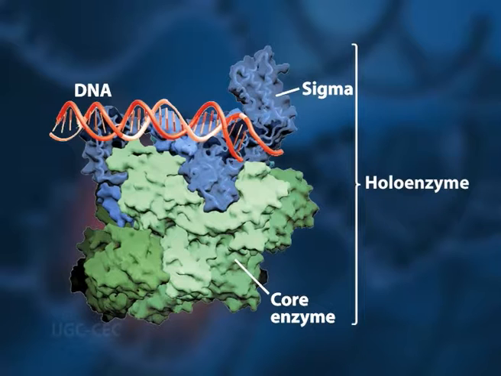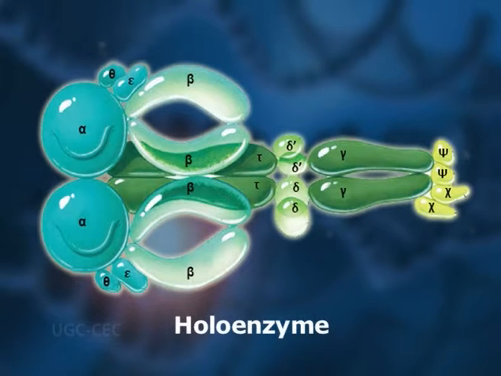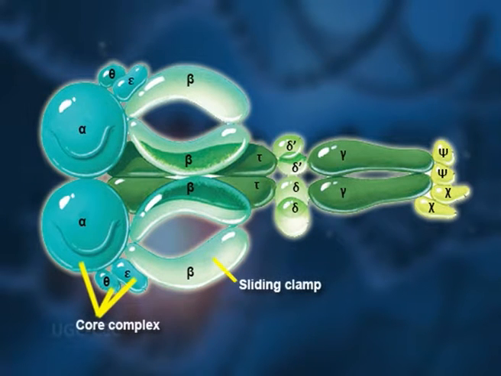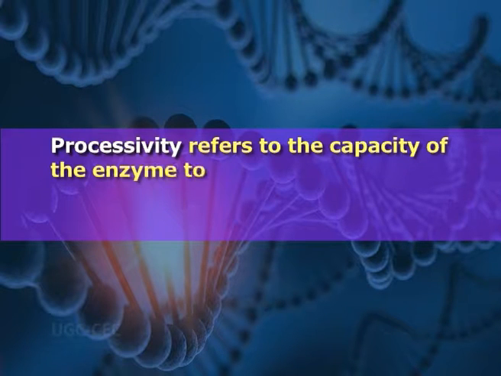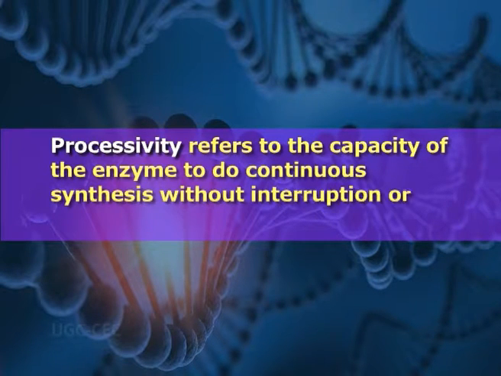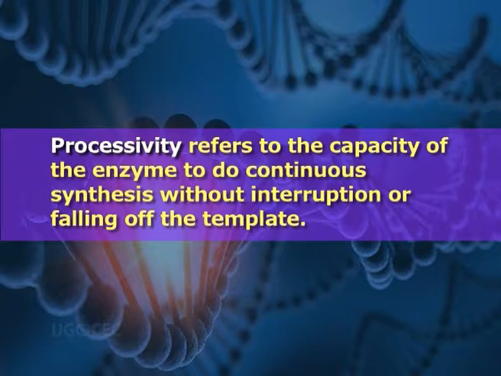The roles of some of the subunits of the holoenzyme are worth noting at this juncture. The catalytic activity resides in the alpha subunit and the 3' to 5' exonuclease activity in the epsilon subunit. The alpha, epsilon and theta subunits form a core that is catalytically active but not processive. The beta subunit contributes to the high degree of processivity by clamping the core of the enzyme onto its template. Processivity refers to the capacity of the enzyme to do continuous synthesis without interruption or falling off the template.